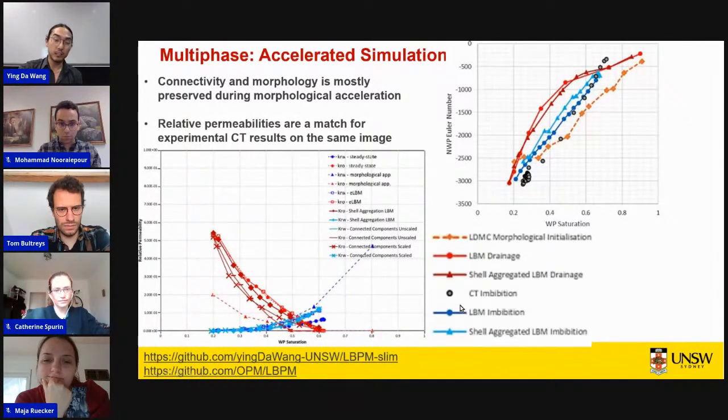The direct results from the CT scan, you can see, are these dark black dots that go up like this. And of course, when you do a morphological approximation, errors do show up. So you can get some aggressive snap-off, for example. That's one thing that could very easily happen, and that's reflected here with the light blue line being higher than the dark blue line. This is during the imbibition process. These relative permeability curves come from an imbibition simulation.